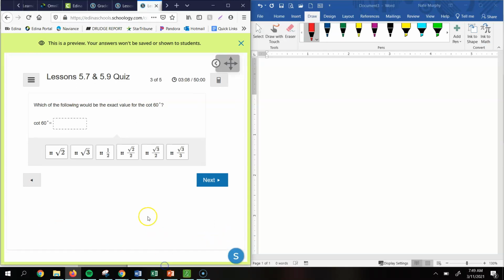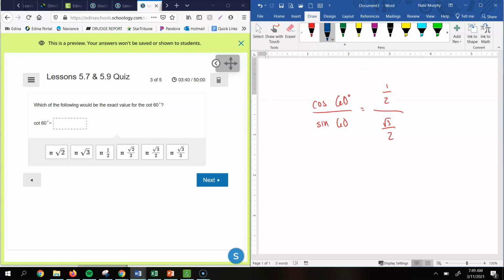Alright, looking at number 3 here. So this is another cotangent question. So it asks for the cotangent of 60 degrees. Okay, so now remember, the tangent is sine over cosine. So the cotangent is the reciprocal of that, so it would be cosine over sine. Remember, on our unit circle, the cosine of 60 is 1/2, and the sine of 60 is square root of 3 over 2. So now I just need to simplify this.